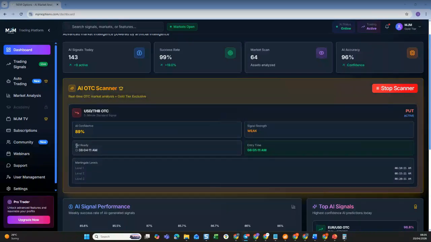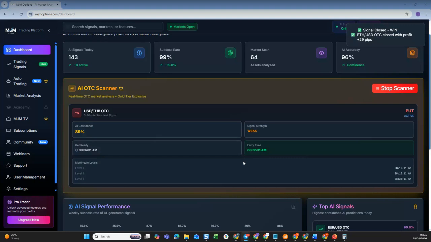So here we have the get ready time. The get ready time is when the signal is scanned and delivered to you by the AI. This entry time is when you are supposed to execute the signal. Now we have the levels. These martingale levels are like recovery levels for your entry. So that is basically what is on a signal.